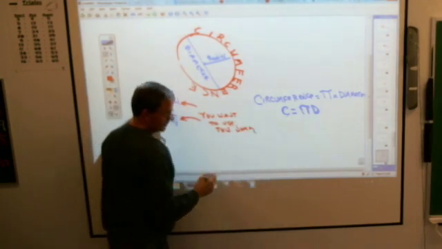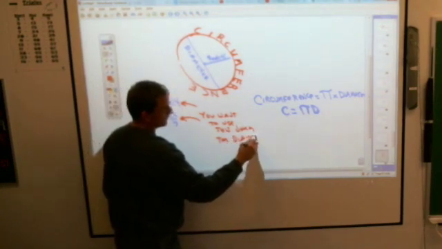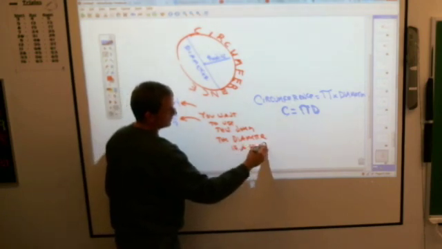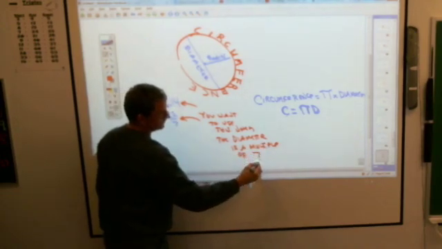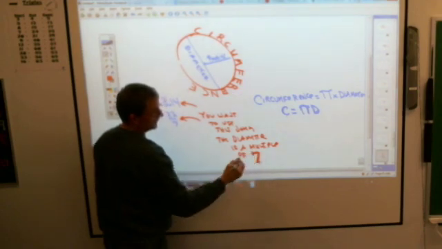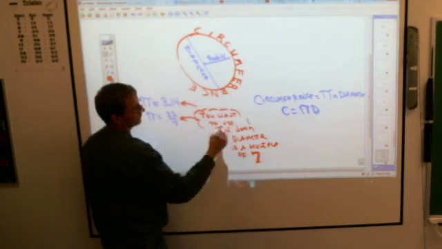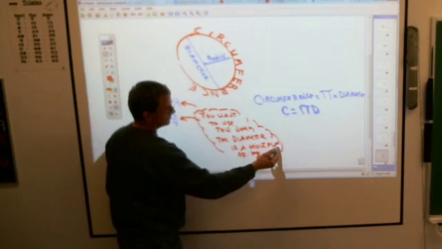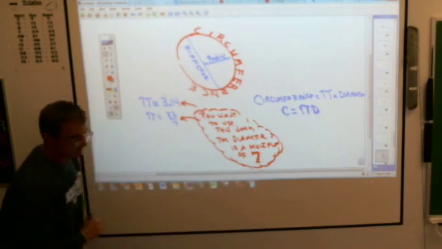But the times it's best to use the fraction, ladies and gentlemen, is when the diameter is a multiple of 7. You want to use the fraction. Anybody know why? Just shout it out. Brady, you must know.